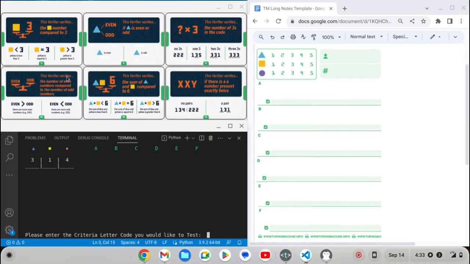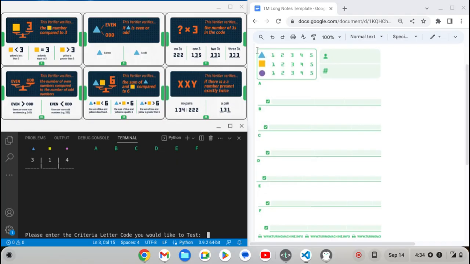So in the grid above, we've got our 6 criteria cards. On the top row, we've got criteria card A, criteria card B, and criteria card C. On the bottom row, we've got criteria card D, criteria card E, and finally criteria card F. So criteria card A looks at our middle digit, the square digit, and compares it to the number 3. So should the value of square be less than 3? Should it be equal to 3? Or should it be greater than 3?